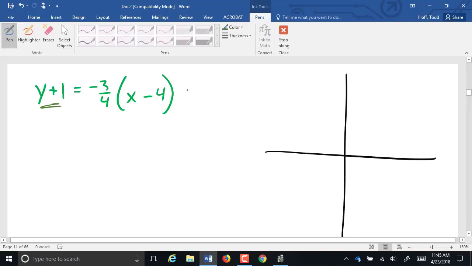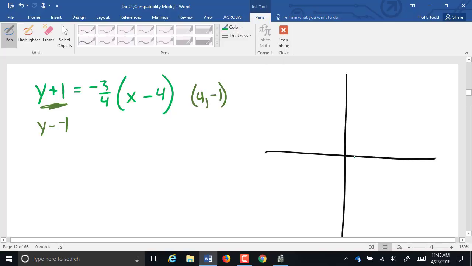Anyway, our x coordinate here is going to be 4. The y coordinate is the one that's confusing because that's plus 1. Since it's always y minus y1, what that really is, is y minus a negative 1. Remember, subtracting a negative is a positive. So negative 1 is the y coordinate.